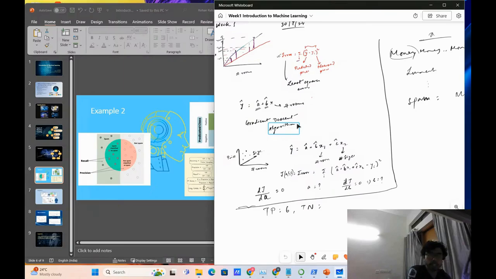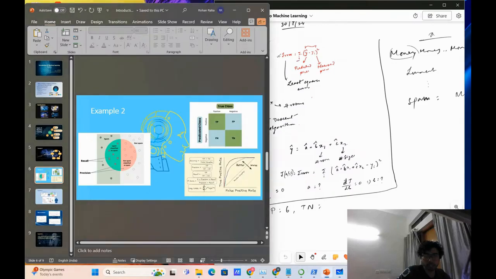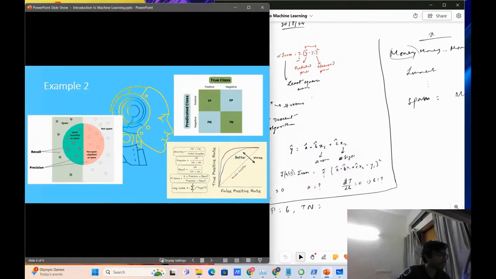I think 8, right? So true negatives is this region, the hollow circles in the light gray area. These are not spam. The hollow circles are not spam, and they have been truly classified as not spam. So I think there are 8 hollow circles in the not spam region. Right.